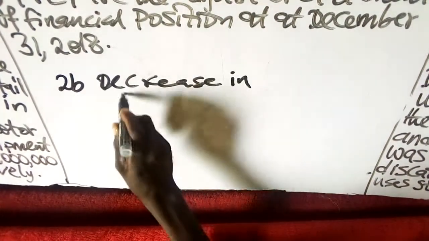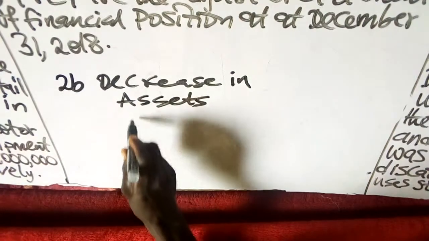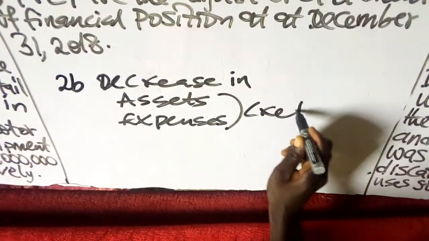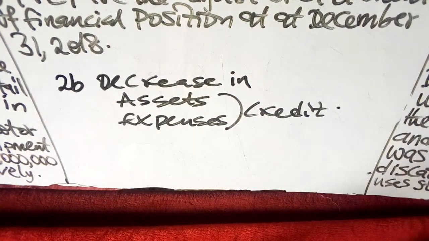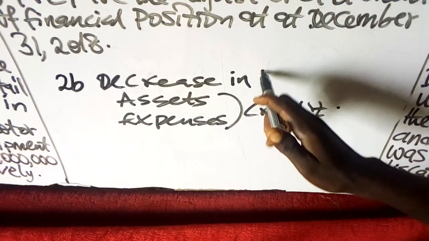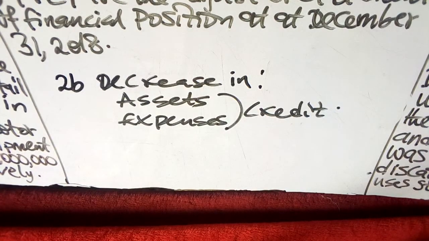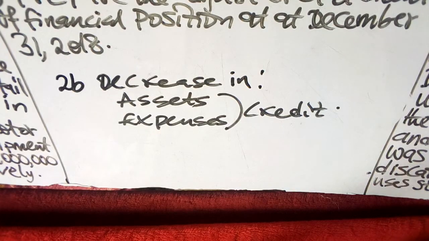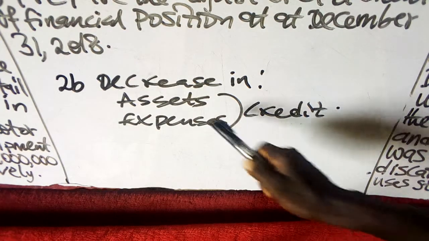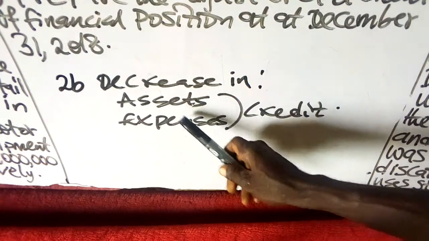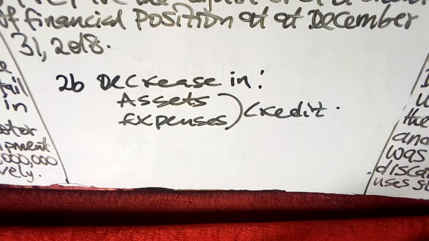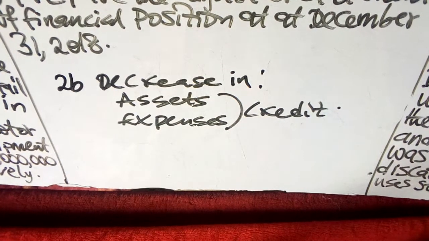Decrease in assets and expenses, you credit it. So, anytime there is a decrease in assets or expenses, you credit it. Take for instance, when you sell part of your asset, that is, anytime there is a disposal of an asset, your non-current asset. When you dispose of a non-current asset, then your non-current asset will reduce. So when it reduces, then you credit it.